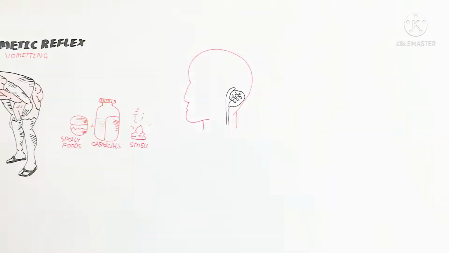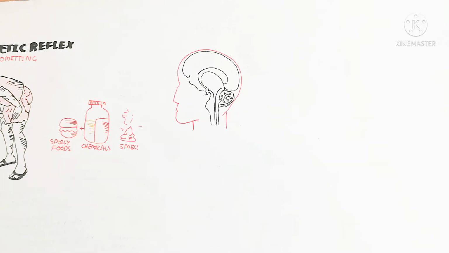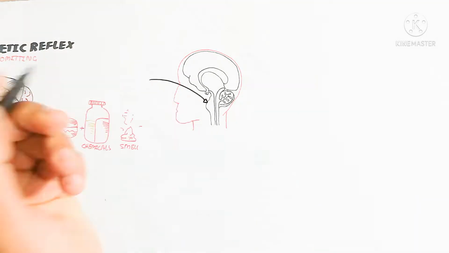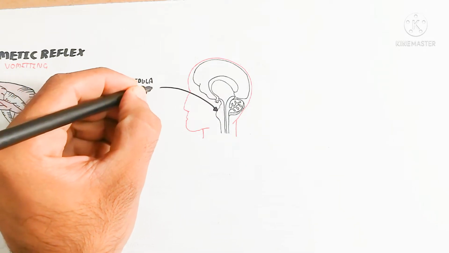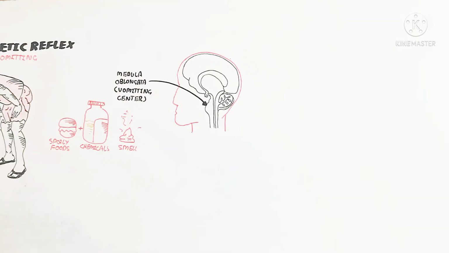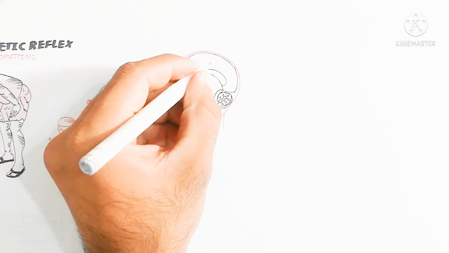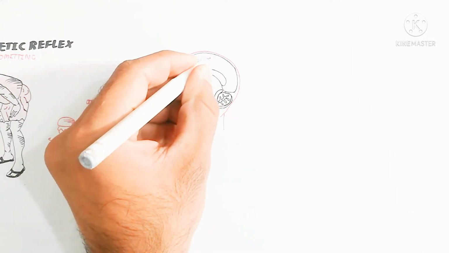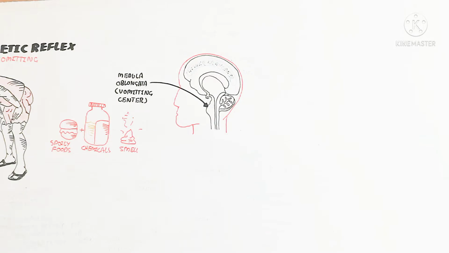Here is a person with a brain, and the brain contains the cerebrum, also known as the higher brain center. Inside it you can see the medulla oblongata, which is the vomiting center. Inside the medulla oblongata is a nucleus-type structure known as the vomiting center, and this vomiting center contains many receptors, which we will also discuss.